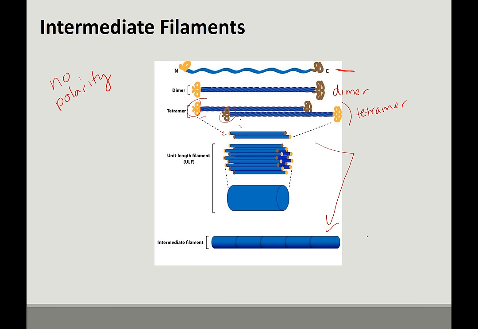And remember, these are, I don't want to say the wrong thing, 8 to 12 nanometers in size. So they're in between the big microtubules and the skinny microfilaments. The intermediate filaments you are most familiar with are things like keratin, which is in your hair and your nails, or birds' beaks and claws and things like that.